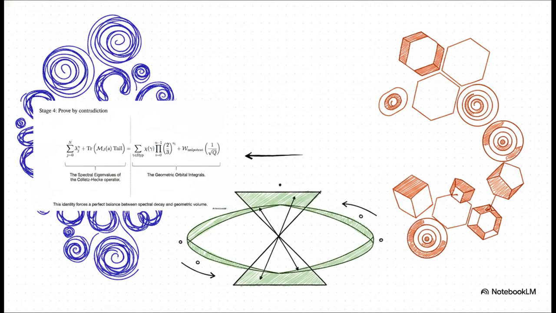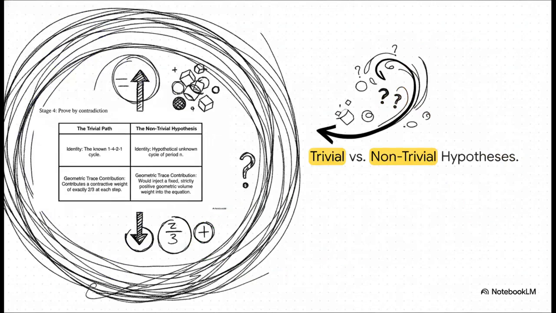Let's look at the formula itself. On one side of this equation, we have the spectral eigenvalues of the Collatz-Hecke operator, and on the other side, we have the geometric orbital integrals. For the mathematics of this framework to hold true, these two sides must balance perfectly. They have to equal each other. So let's break down what actually goes into that geometric side of the equation. The trivial path, which is our well-known 1-4-2-1 cycle, contributes a mathematically contractive weight of exactly 2/3 at each step.